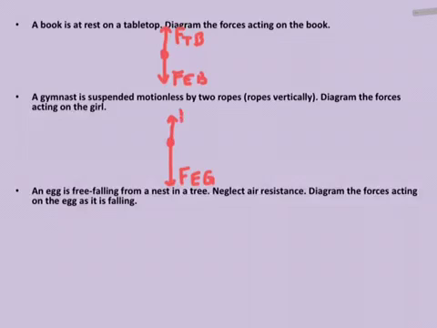That's going to be the force of rope 1 on the girl. And then we're going to also have another vector. You can make your dot a little larger if you'd like. Another vector going up the exact same length and still half the size of the vector down. And that's going to be the force of rope 2 on the girl. And again, we can say that the force of rope 1 on the girl plus the force of rope 2 on the girl is the same as the force of Earth on the girl.